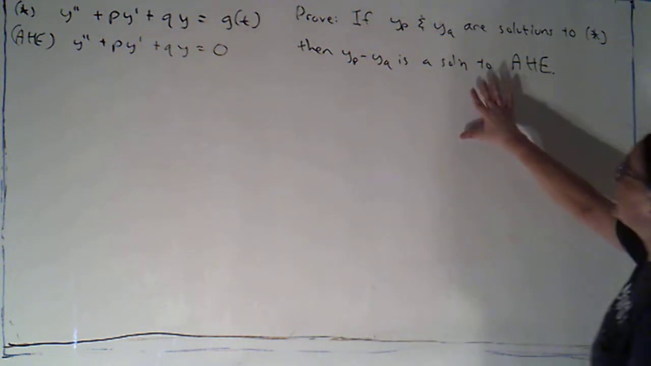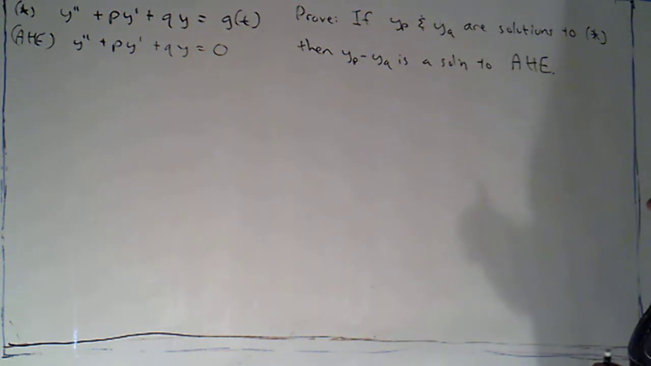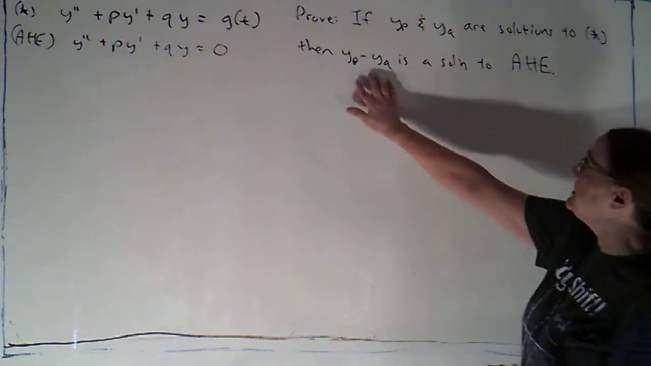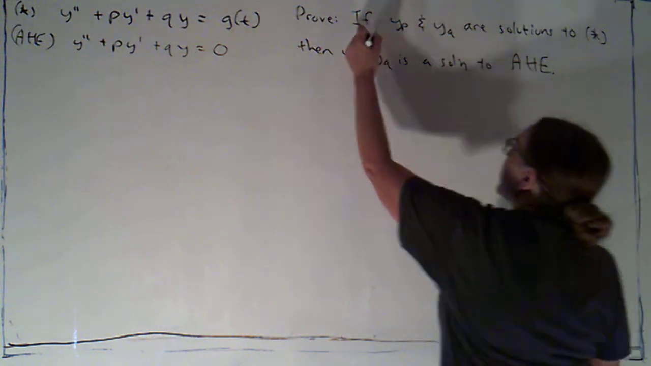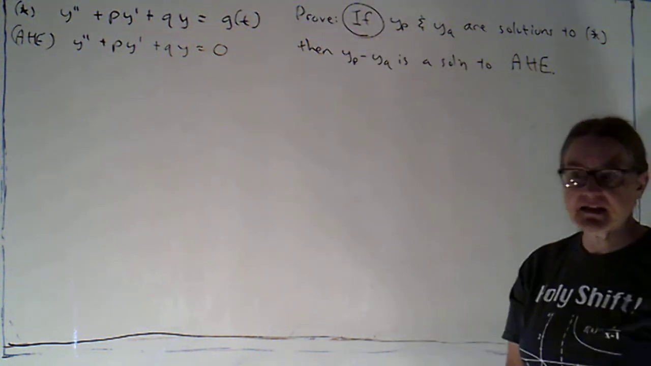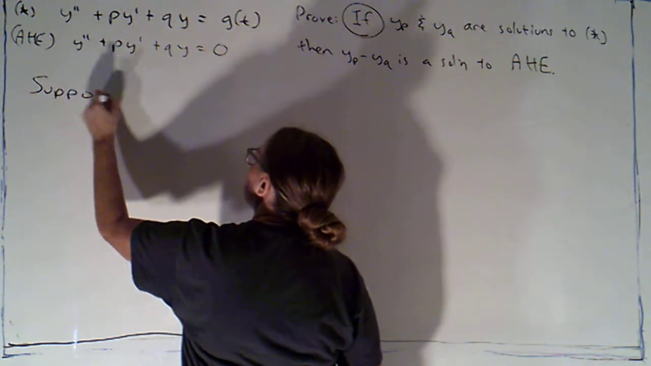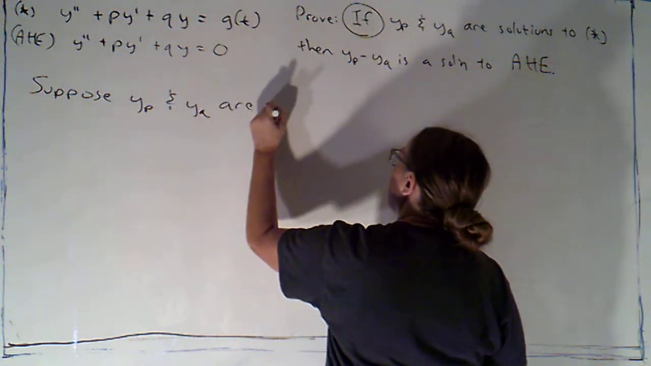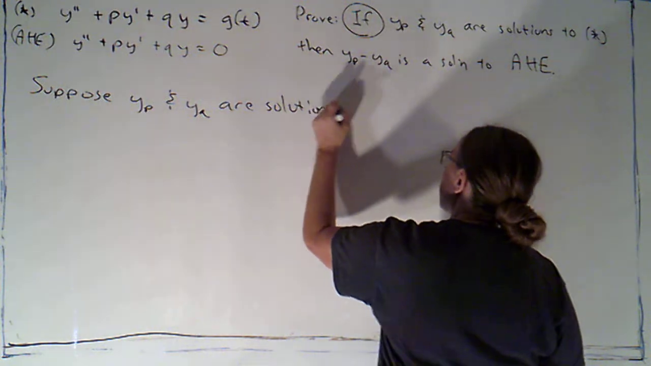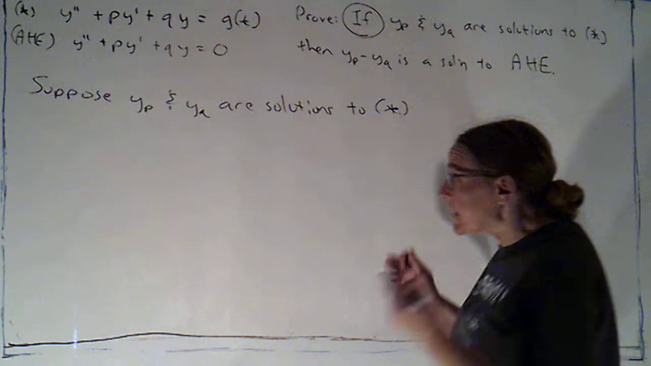Part 2 of the extended linearity principle says this: if yp and yq are both solutions to star, then the difference between them is a solution to the associated homogeneous equation. Okay, so as always for a proof, I need to suppose the if. Suppose yp and yq are solutions to star.